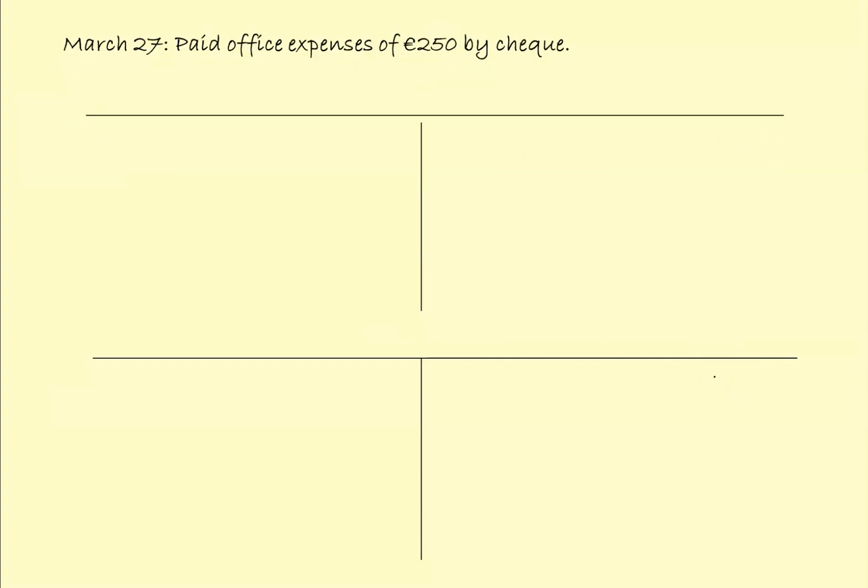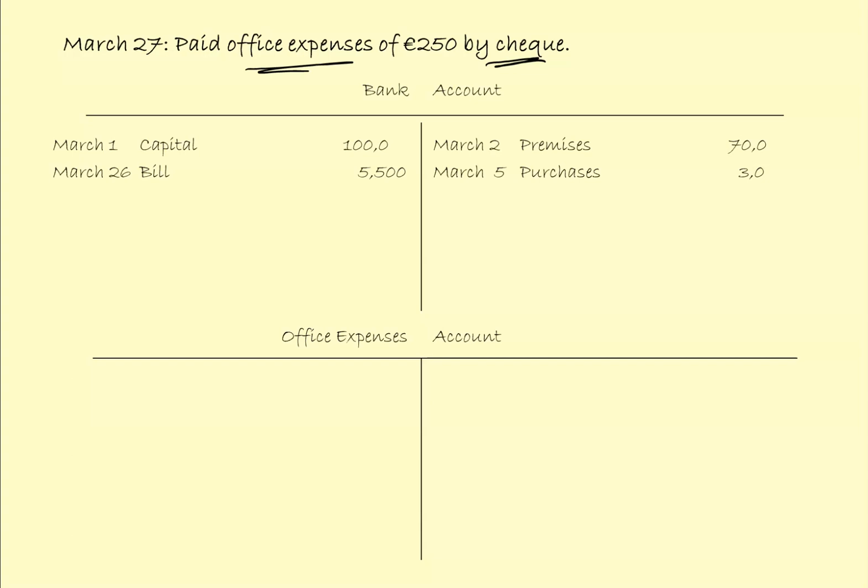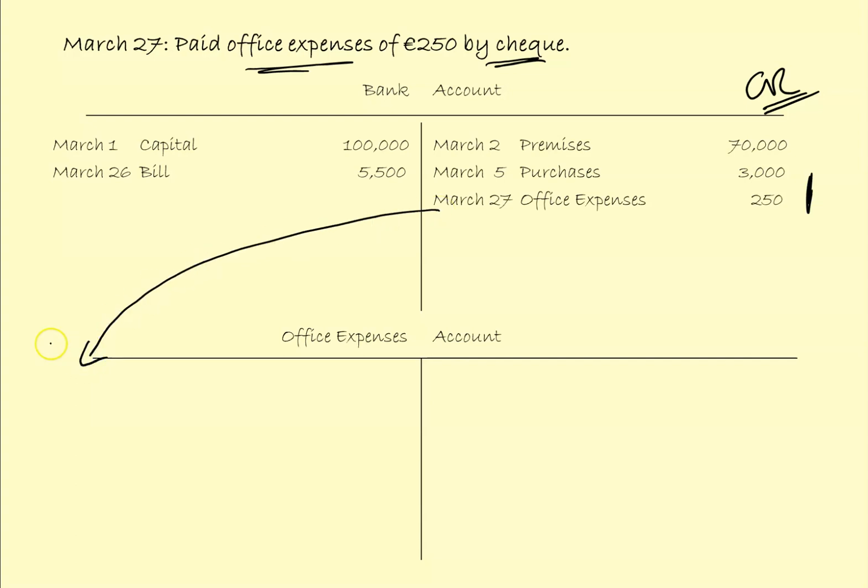March the 27th, paid office expenses by check. Now, by check means bank, so we have bank. We don't have an office expenses account, so we'll open up a new ledger account for office expenses. Now we're paying the money out, so what we'll do is be putting it on the credit side of the bank account. So we'll write it in here. March the 27th, office expenses 250, and then on the debit side of the office expenses account, I'll write in March the 27th, bank 250.